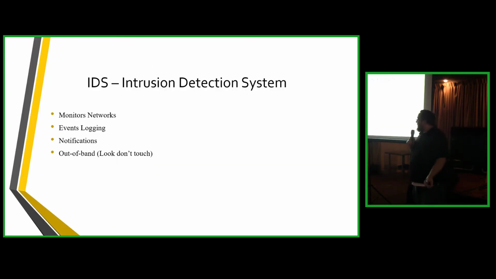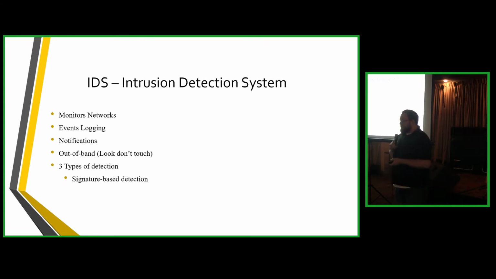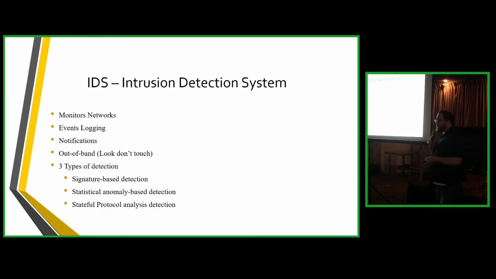All right. So we have intrusion detection systems. They monitor your networks. They can provide event logging, notifications, generally just detection. If you're solely detecting, it's going to be out of band. You're not going to have it in the direct line of traffic scanning every single bit. And they're generally going to be using 3 different forms of detection. And that's signature-based detection, statistical anomaly-based detection, and stateful protocol analysis detection.